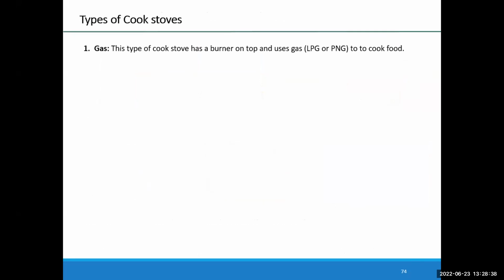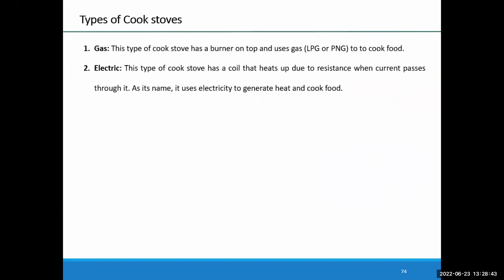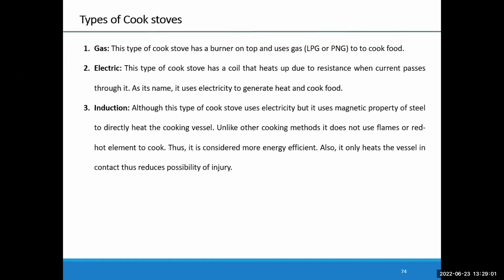So, types of cooking. Gas-based cooking: this type of cook stove has a burner on top and uses gas to cook food. Electric: this type of cook stove has a coil that heats up due to resistance when current passes through. As the name indicates, it uses electricity to generate heat and cook food. And induction cook stoves also use electricity but use a magnetic property of steel to directly heat the cooking vessel and the item in the vessel.